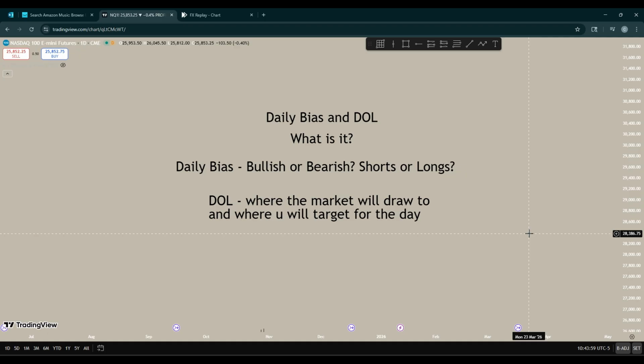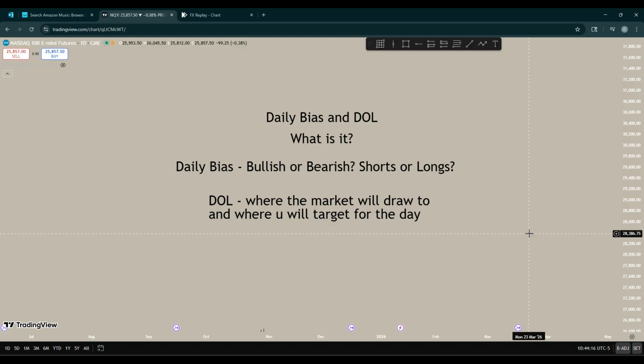Daily bias is basically coming into the day and asking, all right, are we bullish on the day or are we bearish on the day? Meaning, are we going to take shorts if we're bearish or are we going to take longs if we're bullish, right? We want to trade with the trend. Trend is your friend. You should always trade with the trend, all right?